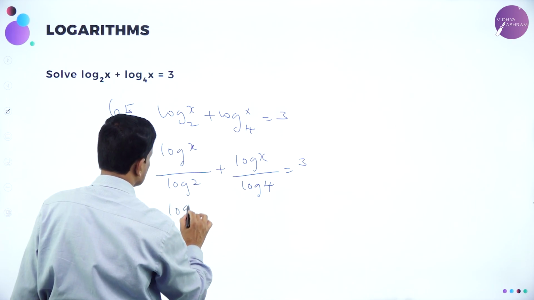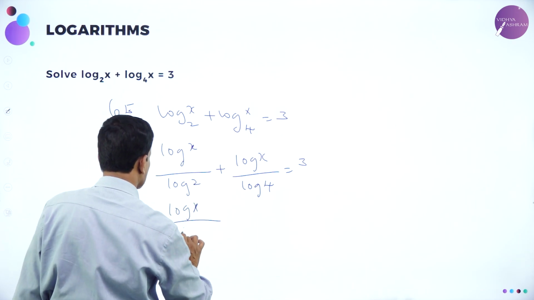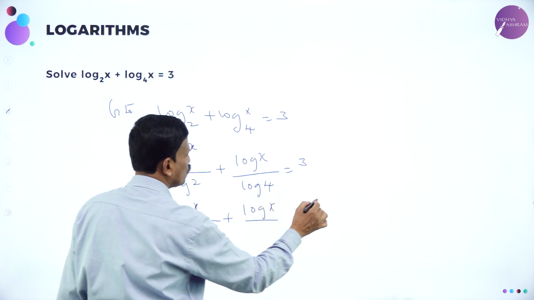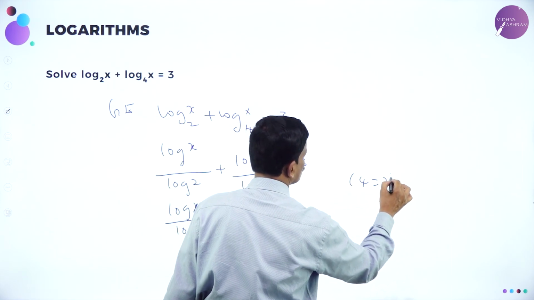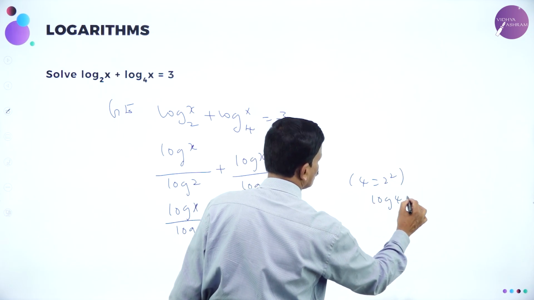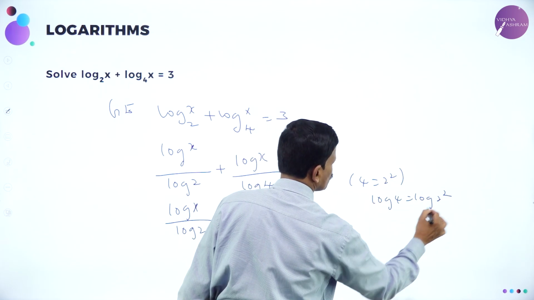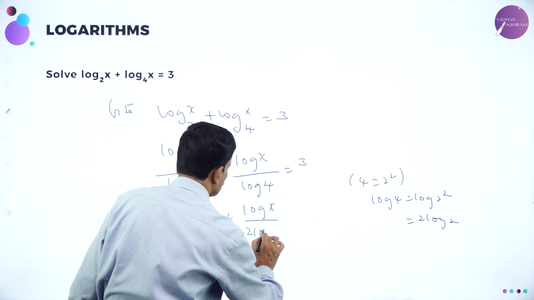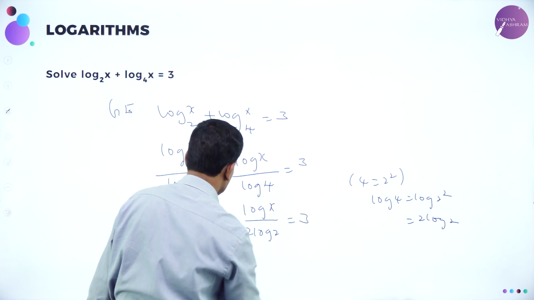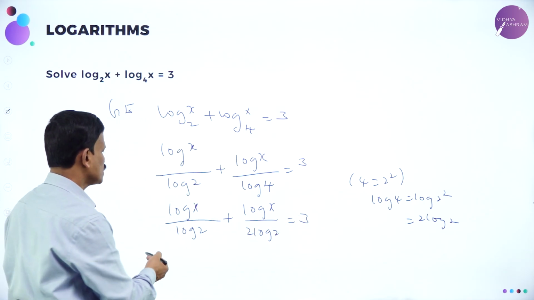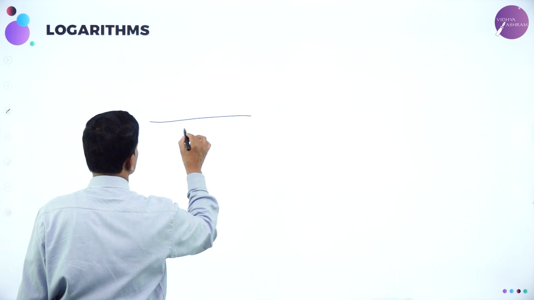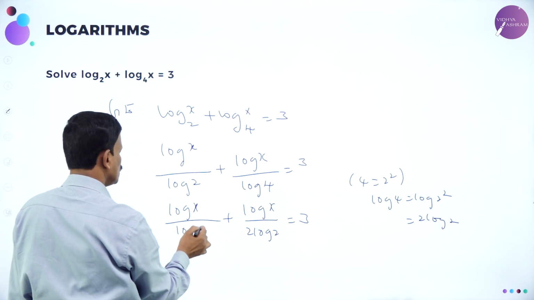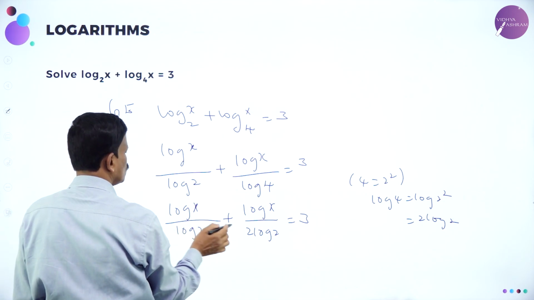Again the numerator is the same: log x divided by log 2 plus log x divided by log 4. This 4 can be written as 2 square. Logarithm of 4 is logarithm of 2 square, which can be written as 2 log 2. So this can be written as log x divided by 2 log 2 is equal to 3. Now take the LCM and simplify. What is the LCM? 2 log 2 is the LCM. On the right hand side we have 3, and 2 log 2 gets cancelled.